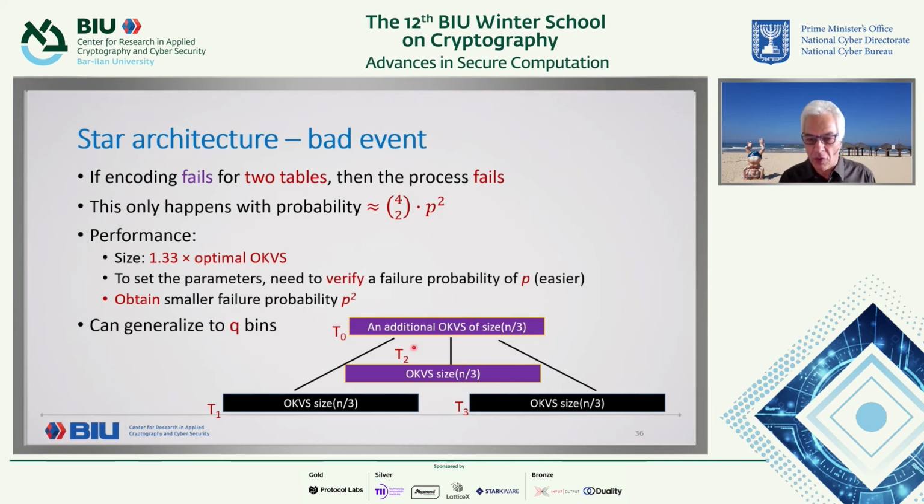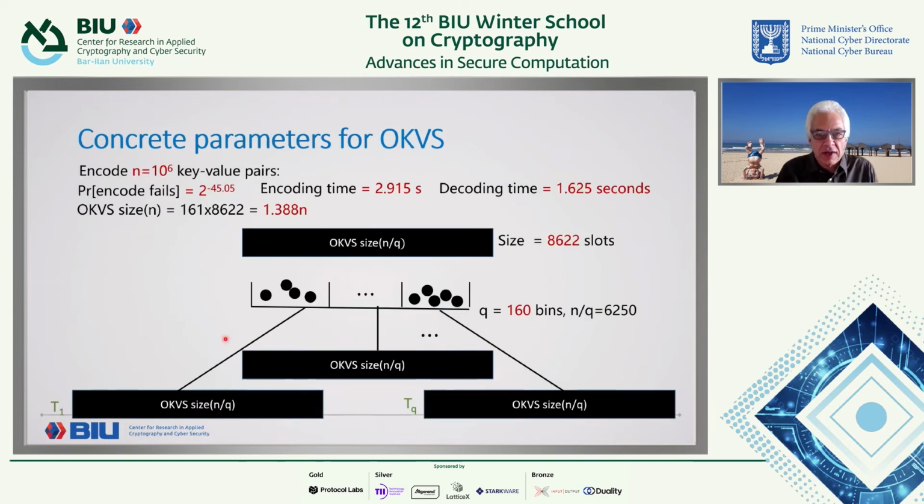And in order to know what parameters to put here, we need to verify a rather large failure probability, P. And we get a smaller failure probability of P squared. And here I used 3 tables in the bottom to make things simpler, but you can generalize it to any number of bins. So this is one example we used. So we start from 1 million items.